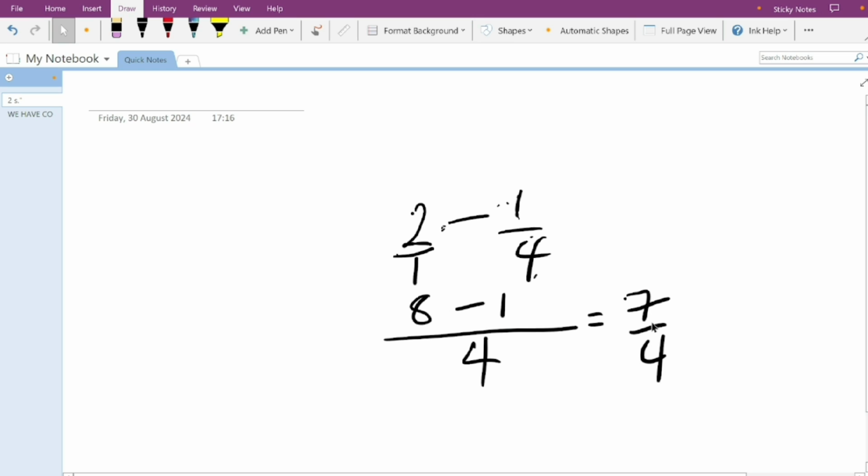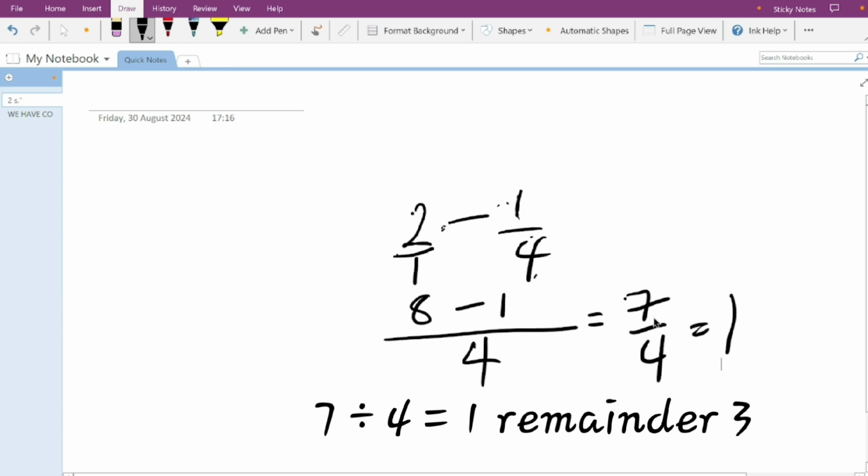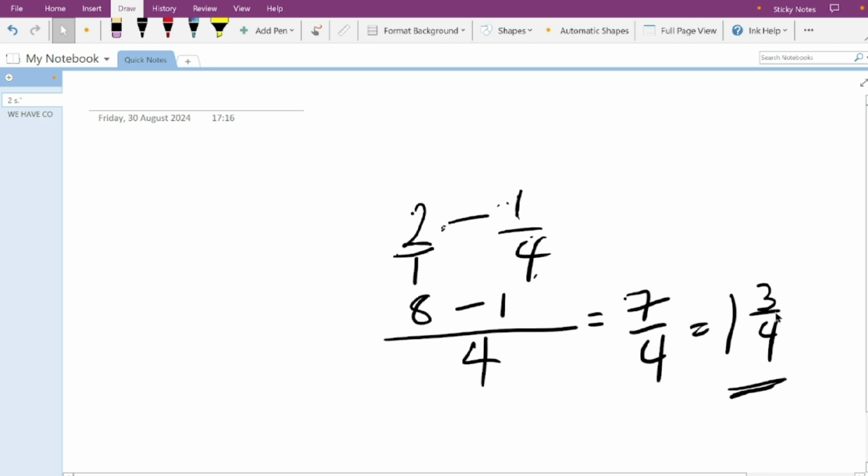We can't leave our final answer as this. This is an improper fraction. So we go 7 over 4. 4 can go in 7 only once, because 4 times 2 is 8. Then the remainder is 3 over 4. So our final answer is 1 whole number 3 over 4.